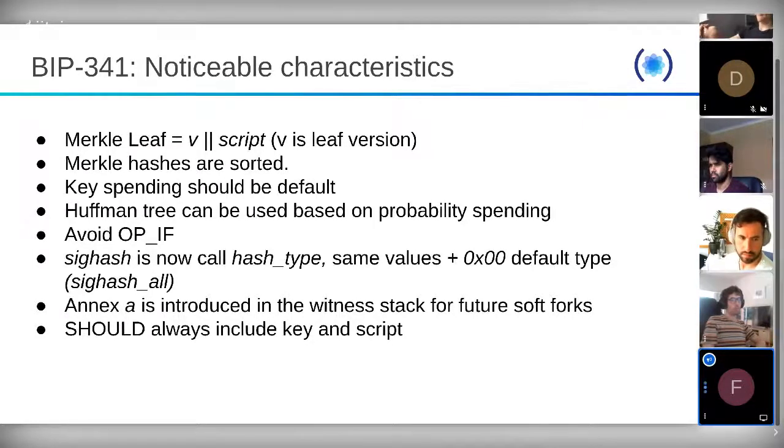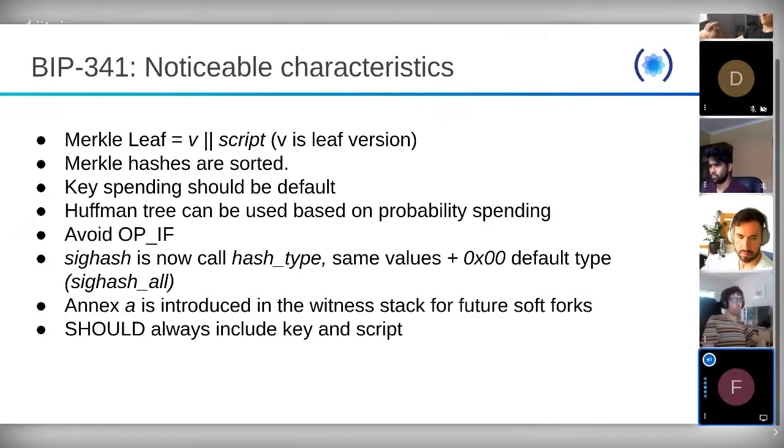Then in the witness stack, there is an annex A. Annex A can be the last element on the stack. This is introduced for future soft forks. At this stage, it's recommended to not put any annex A, but in terms of consensus, if the last item on the stack starts with byte 50, then it's annex A and it's discarded for now, and it continues to do your script or your spend by key as usual.